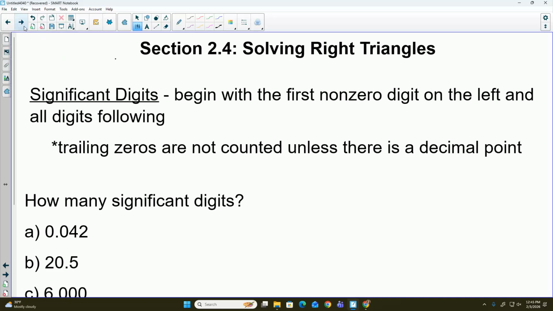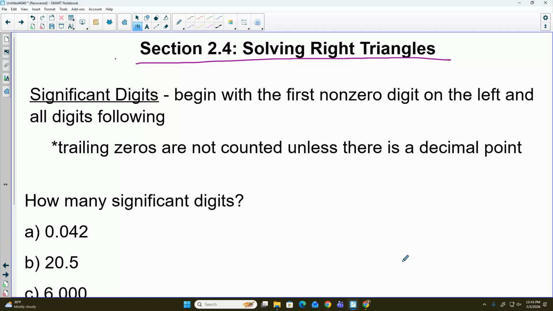Today we're going to start talking about solving right triangles. That means finding all the measurements in a triangle, all the angles and sides. With this, we use significant digits. For the homework today, I'm going to have you do it with significant digits. But after that, like a test or a quiz, I would tell you specifically to answer in significant digits or not. A lot of times we just go to 3 or 4 decimal places.